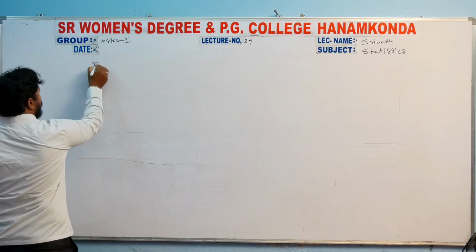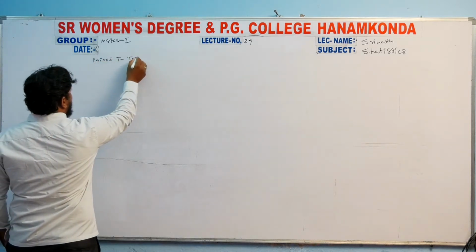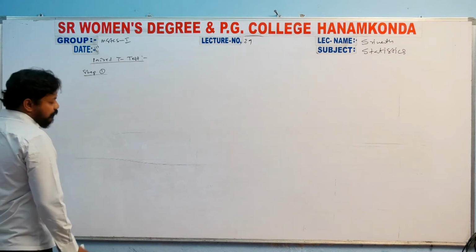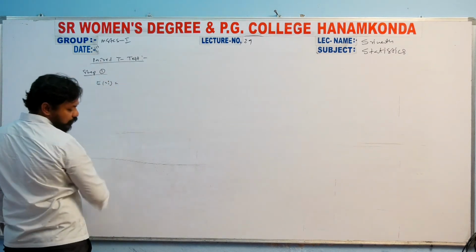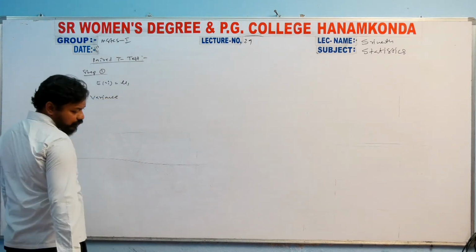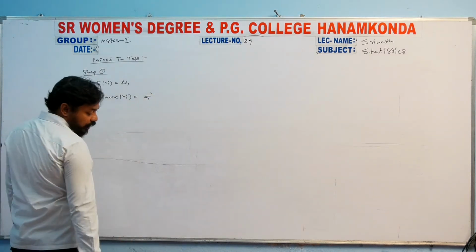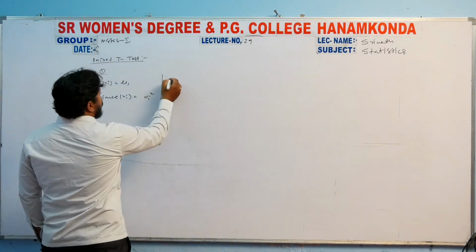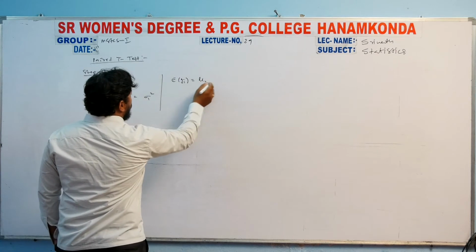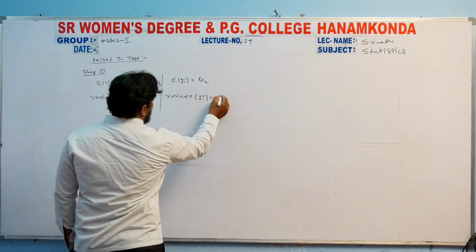Then paired t-test. Step 1: expectation of xi is equal to mu1, variance of xi is equal to sigma 1 square, and for the second sample, expectation of yi is equal to mu2 and variance of yi is equal to sigma 2 square.